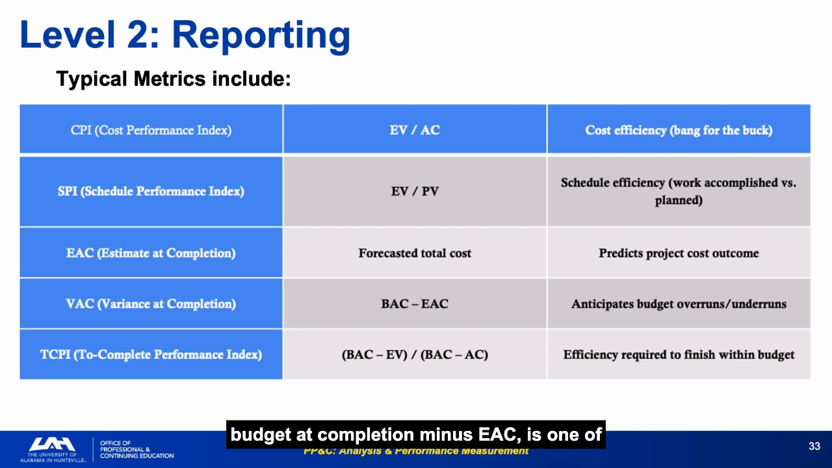VC, budget at completion minus EAC, is one of the most important metrics in this table because it tells you how much money you are likely to need that you do not currently have. Memorize these formulas. They will come up in every program review, every briefing, and every DCMA surveillance visit you will ever attend.